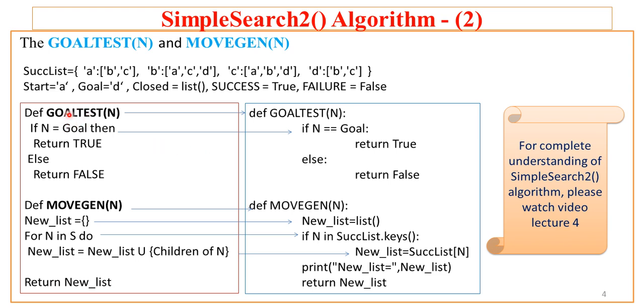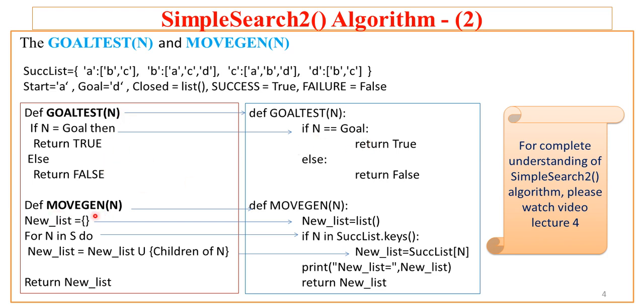So here the goal test function is implemented. If you see, n equal to goal is the test condition, and if this is true it returns true, otherwise it returns false, and that is straight away transferred into an if statement. If n equal to goal, then return true, otherwise return false. This is the simple way of transferring our logical thought, that is the algorithm or function, into actual code.